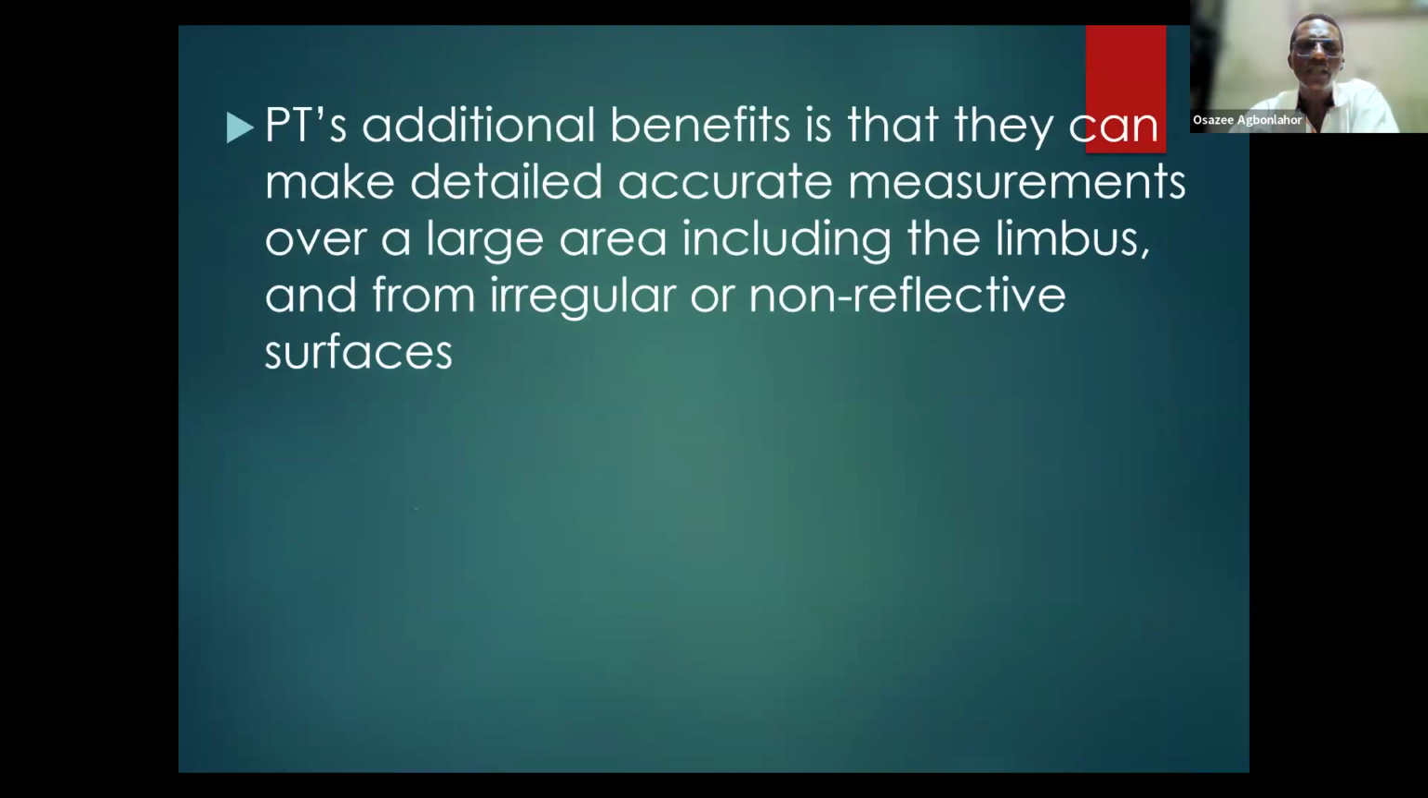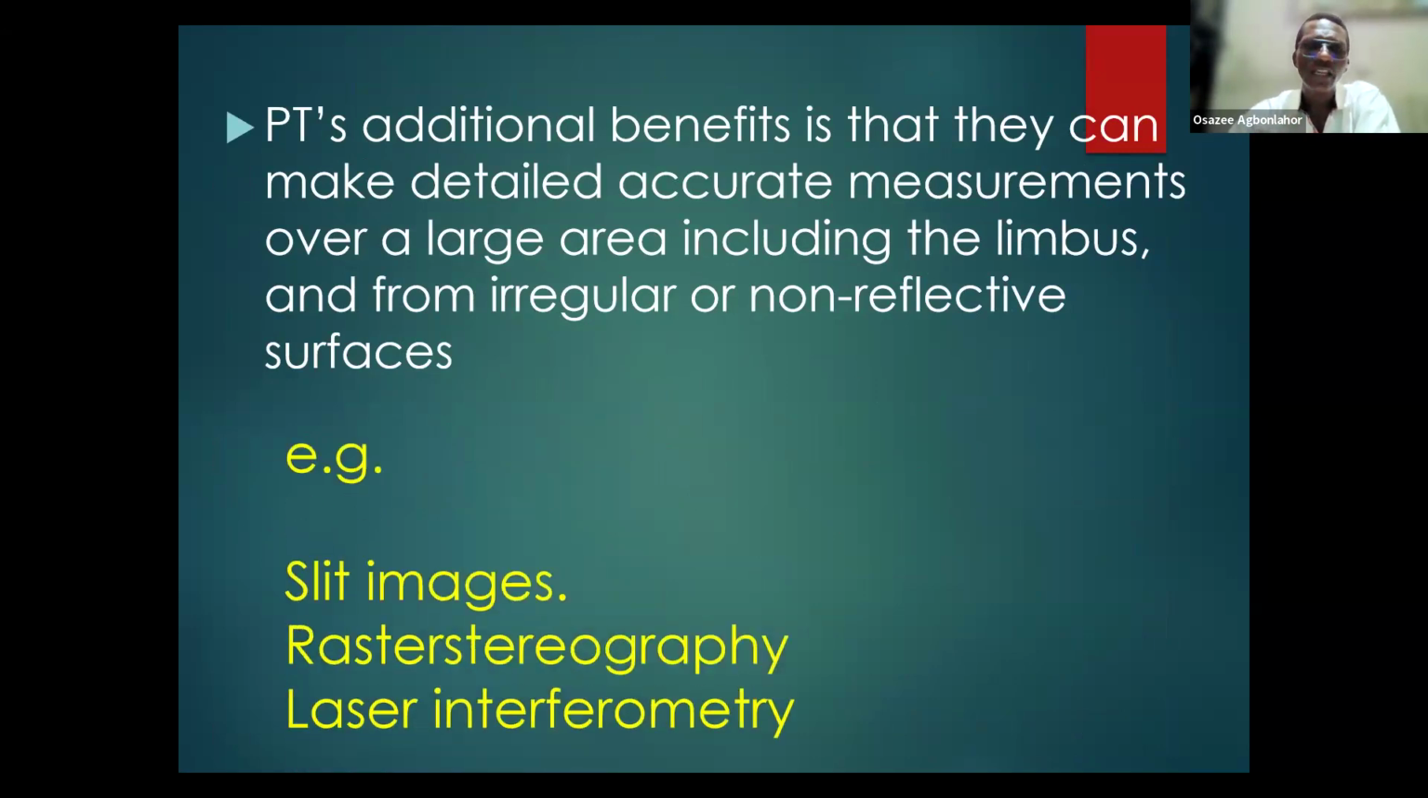So let's quickly move. These are the two systems that it uses. One of the benefits that this projection can do is detailed, accurate measurement over a large area, including the limbus, and from very irregular or non-reflective surfaces. So it can even give you information, depending on how large the projected image can get. Even if it gets to the sclera, it can also give you some information about how smooth or rough the sclera is. Examples of that are laser interferometry or raster stereography.